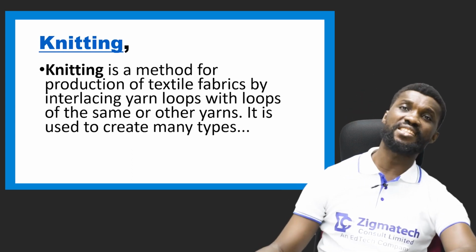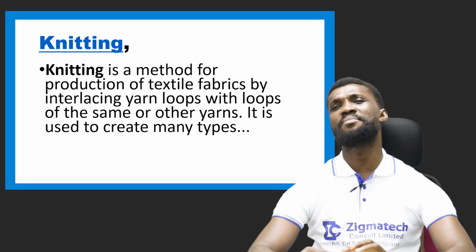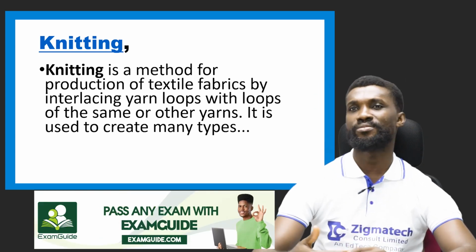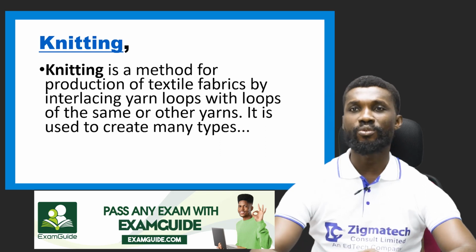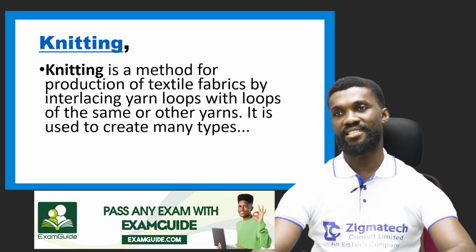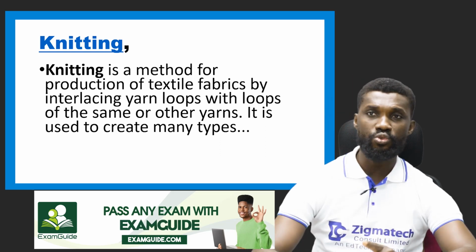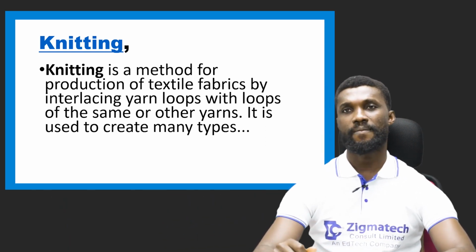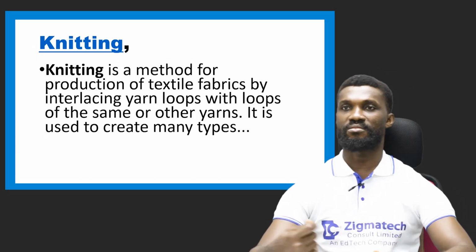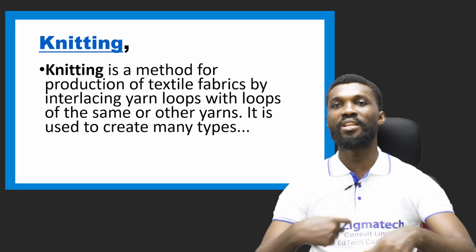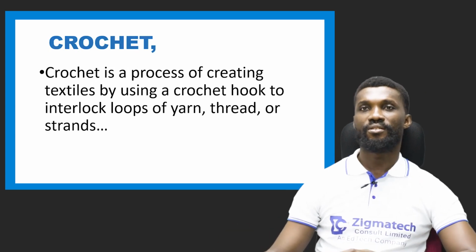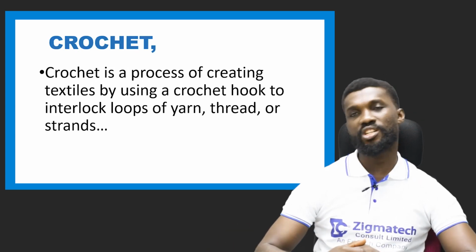And now the next one we look at is knitting. What is knitting? Knitting is a method for production of textile fabric by interlacing yarn loops with loops of the same or other yarns. It is used to create many types of what? Fabric. So you knit, bring yarn, you loop them, you knit them together, you create the different types of what? Fabric.